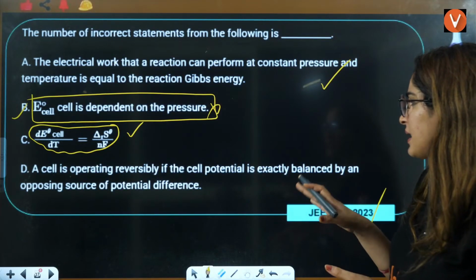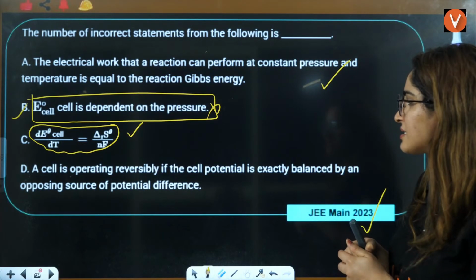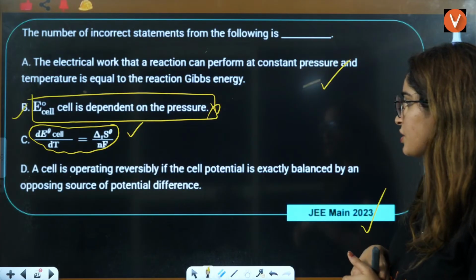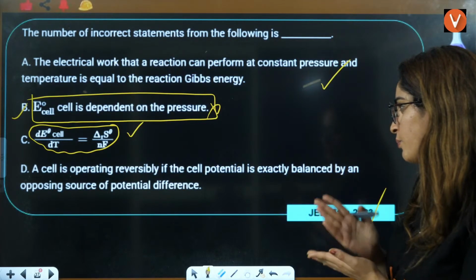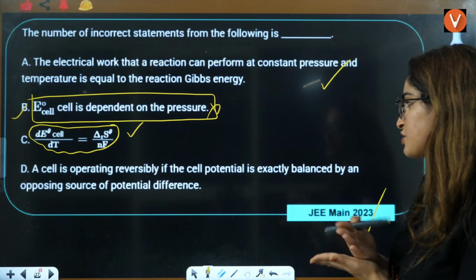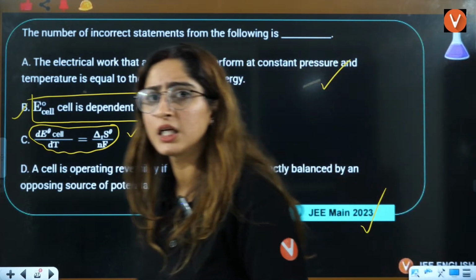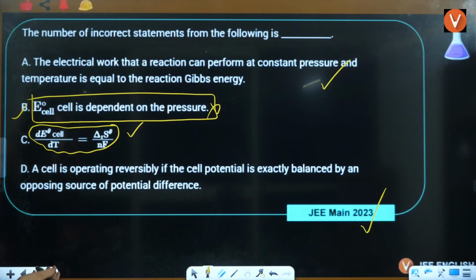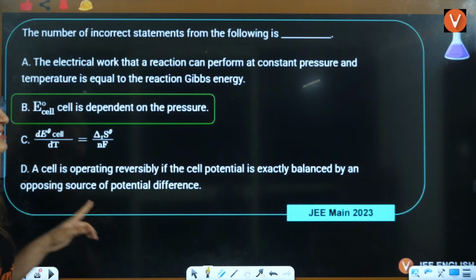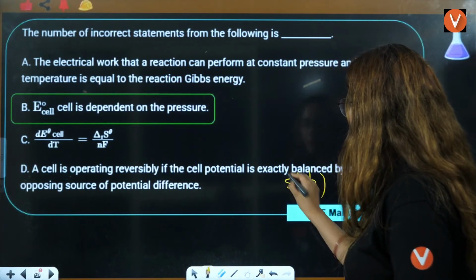A cell is reversible if the cell potential is exactly balanced by an opposing source of potential difference. The cell will stop. Wait a minute. If the cell potential is exactly balanced by an opposing source of potential difference, the cell is not reversible, it actually stops. So I think B and D should also be incorrect answers, because the cell will stop. If it is exactly the same, then the cell should stop, right?